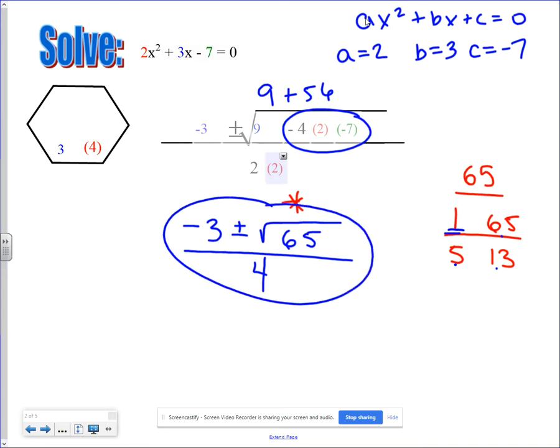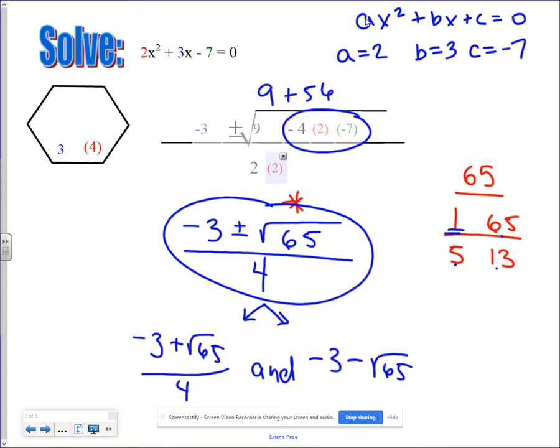You still have 2 roots here. There are actually 2 roots, but you can just write it like that as 1. This looks like 1 root, but it's actually 2 roots. The 2 roots are negative 3 plus the square root of 65 over 4 and negative 3 minus the square root of 65 over 4. These are my roots. These are my solutions.